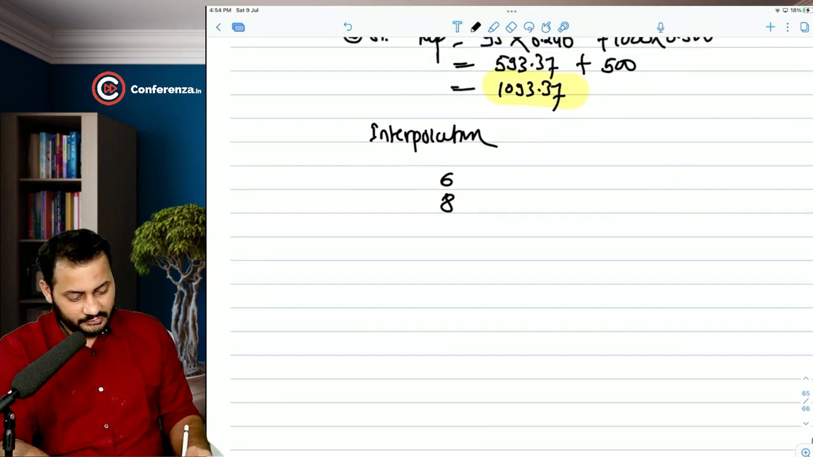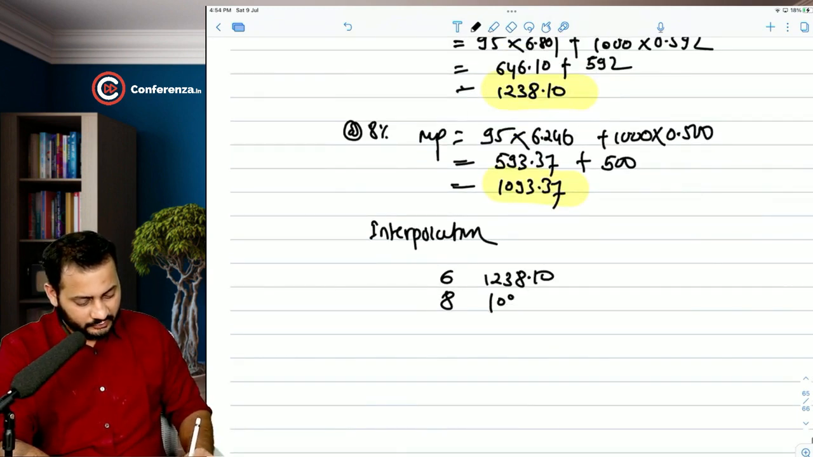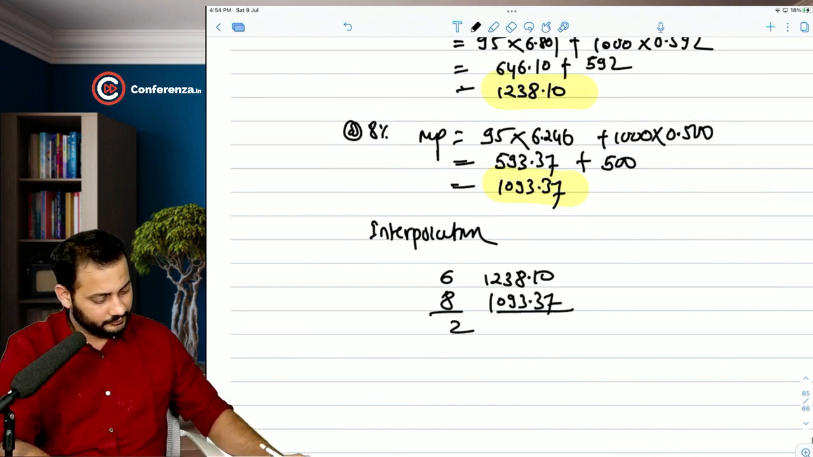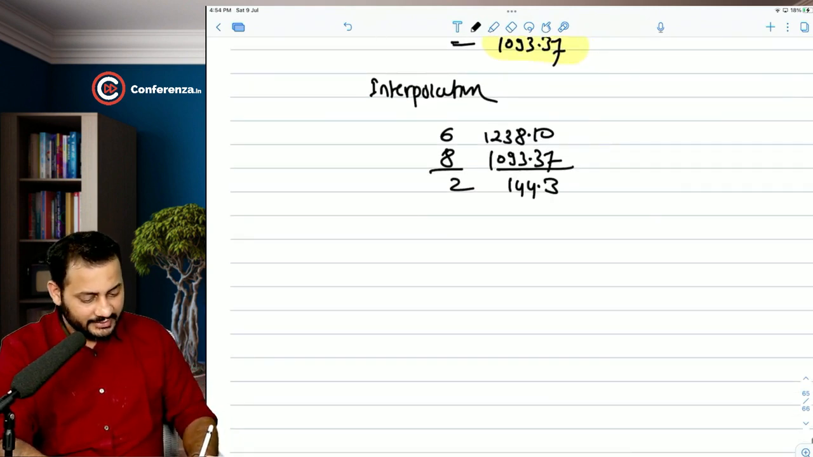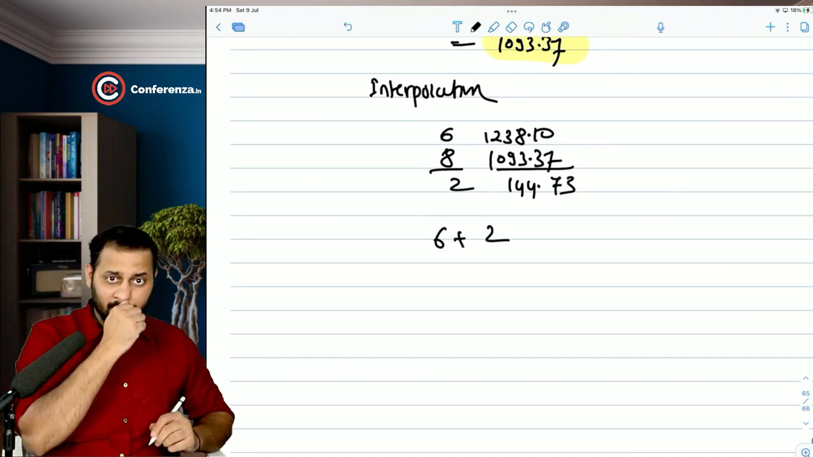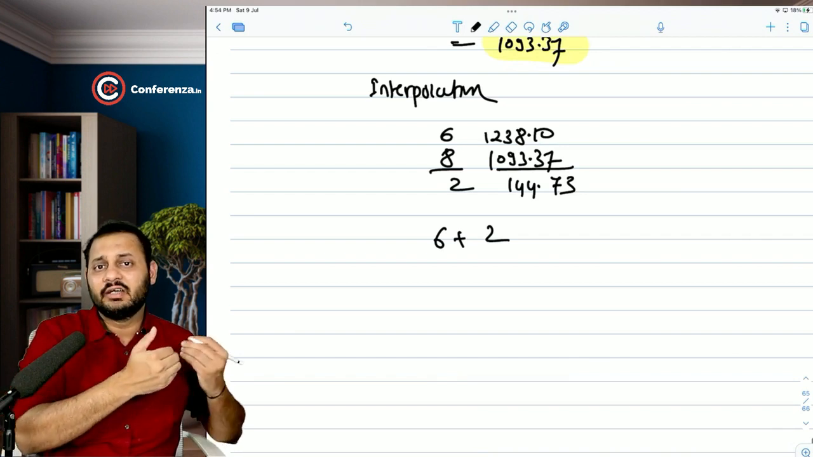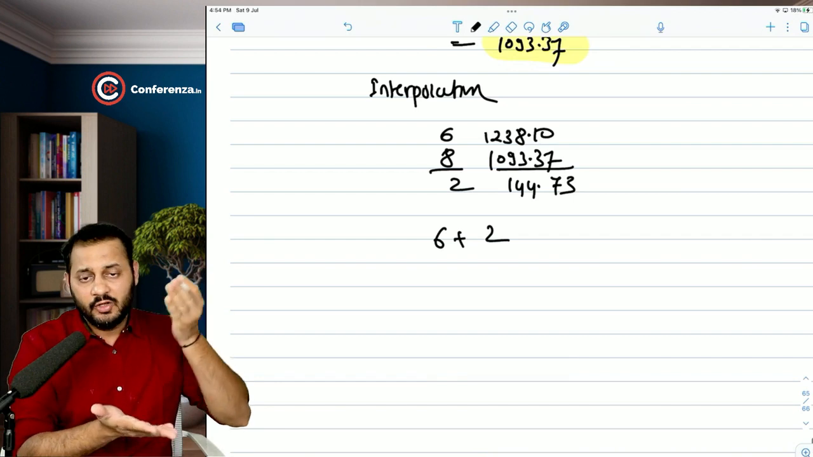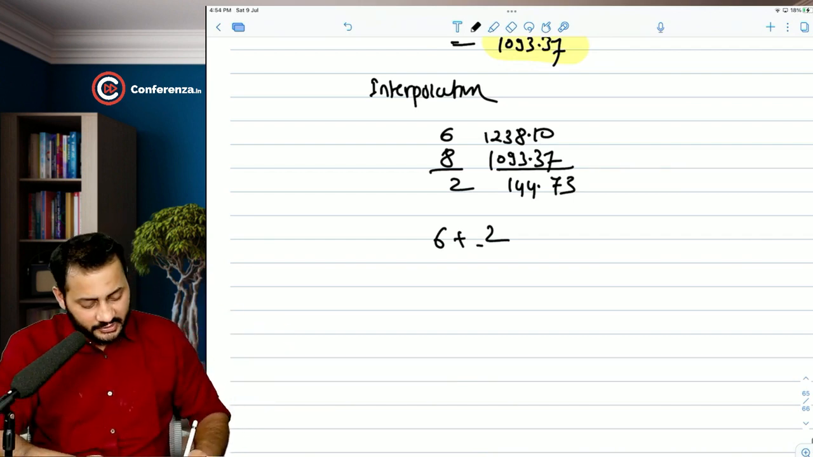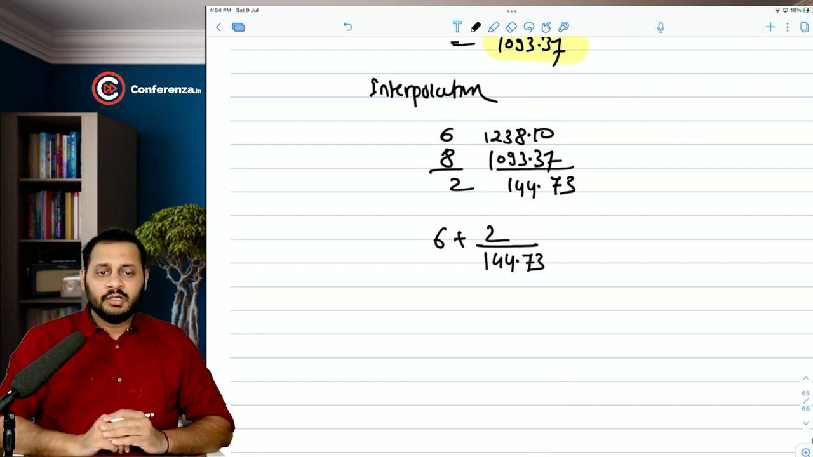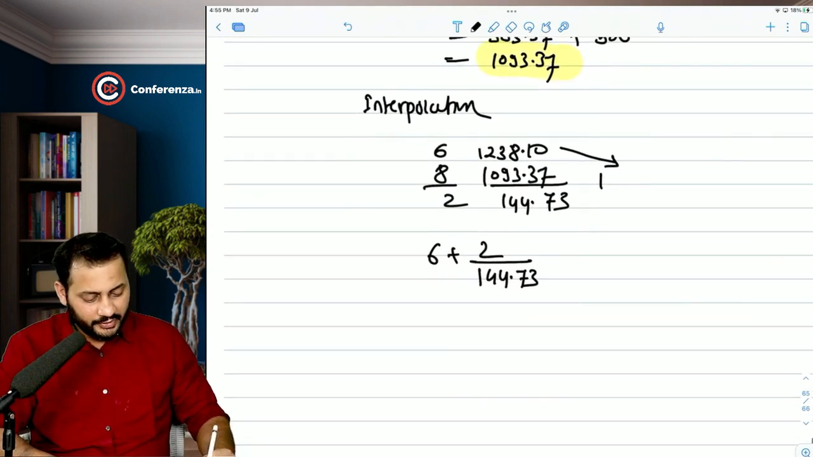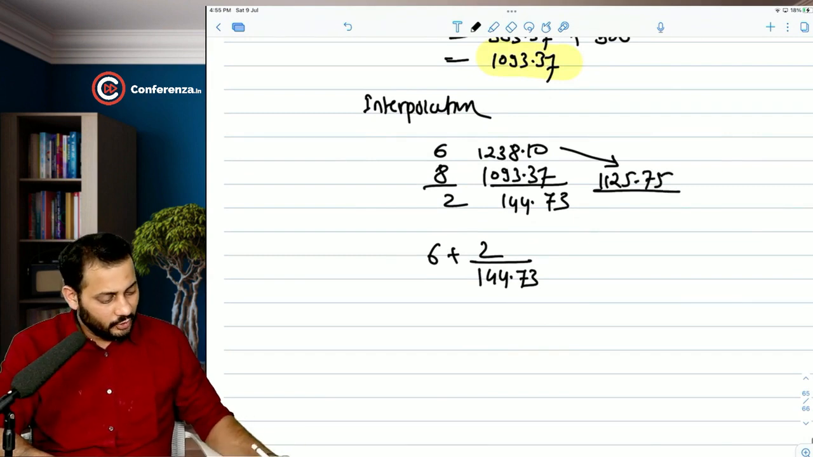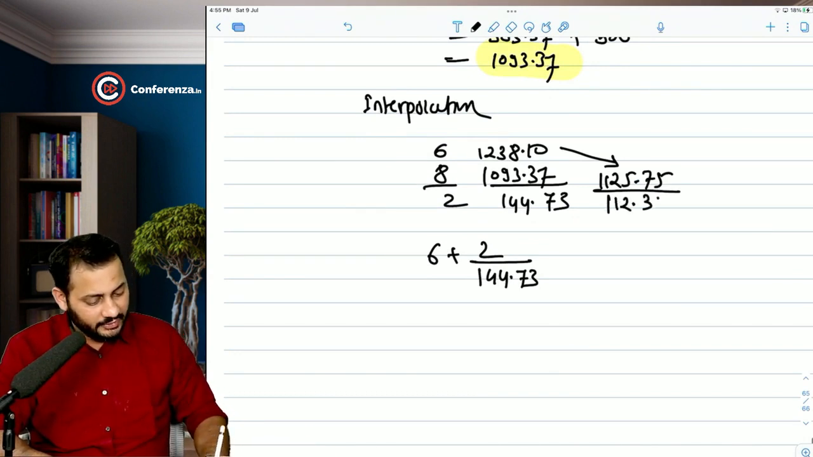6%, 8%, 1238.10, 1093.37. Find out the difference. What we are doing, we are just calculating that if we increase the interest rate by 2%, we will start from 6, because when we say we are increasing the interest rate by 2%, the base has to be there, na? 6%. From 6%, if we are increasing the interest rate by 2%, the market price is going down by 144 rupees. But we have to bring the market value down only till 1125.75. So how much should be the fall? Only 112 rupees 35 paisa.